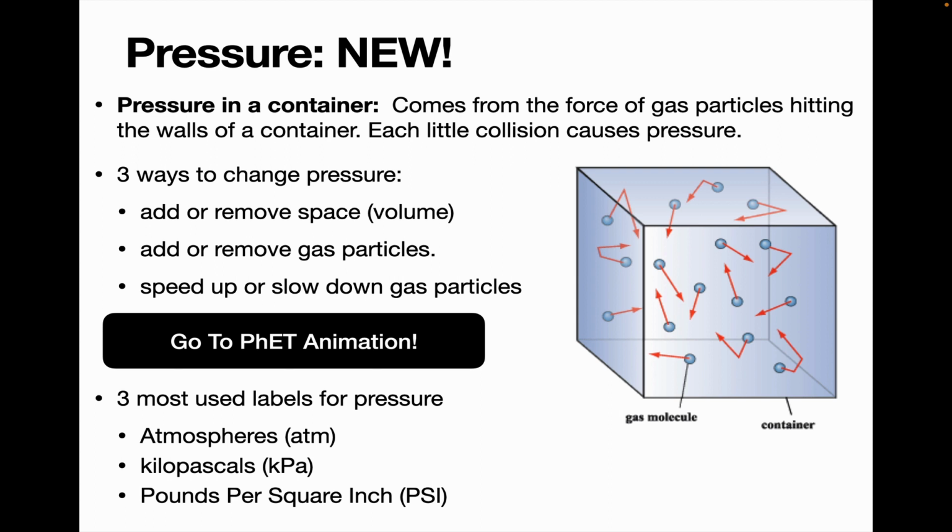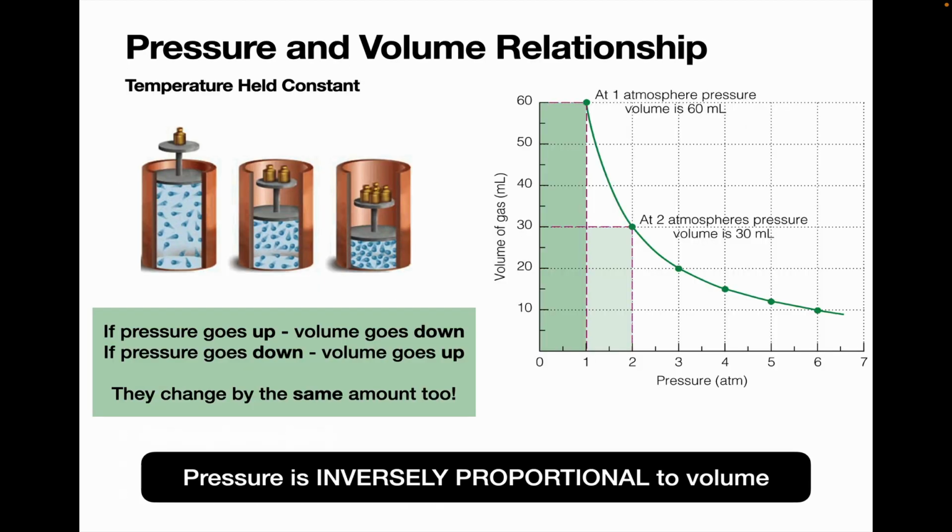There are three different uses or labels for pressure. They are atmospheres, kilopascals, and pounds per square inch. When we talk about the different relationships, we're going to cover each one independently. So this is about the pressure and volume relationship, which was also covered in that activity we did in class.